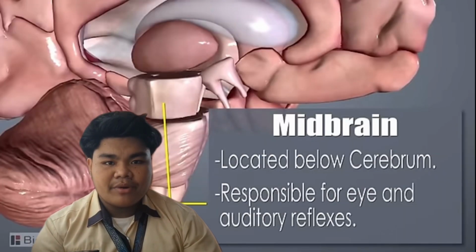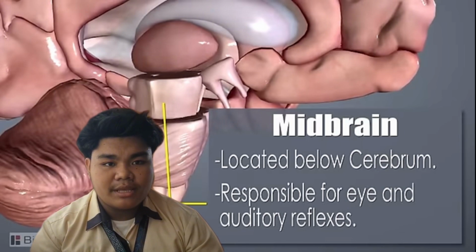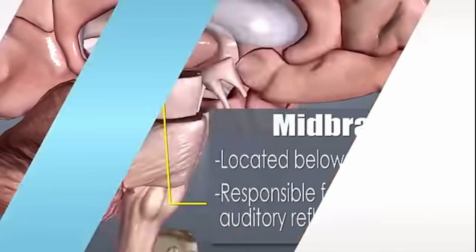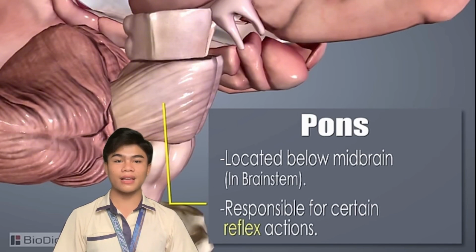The next section of the brain is the midbrain. It is located below the cerebrum and above the brainstem. It is responsible for eye and auditory reflexes. The pons is located below the midbrain and in the brainstem. It is responsible for certain reflex actions such as chewing, tasting, and saliva production.